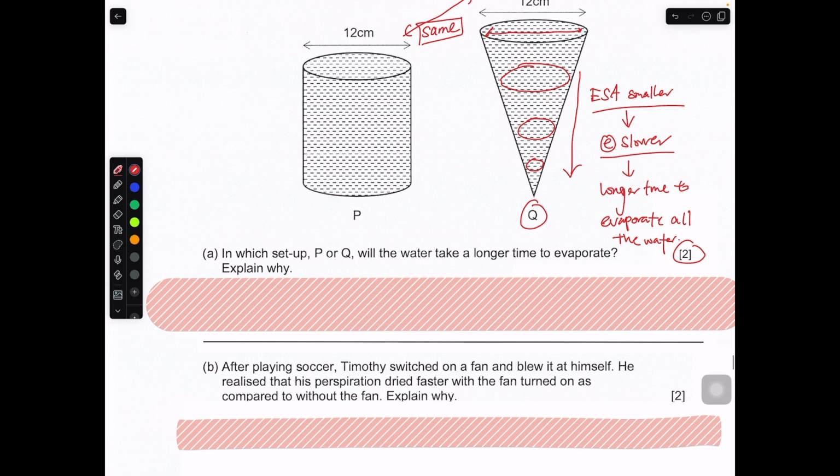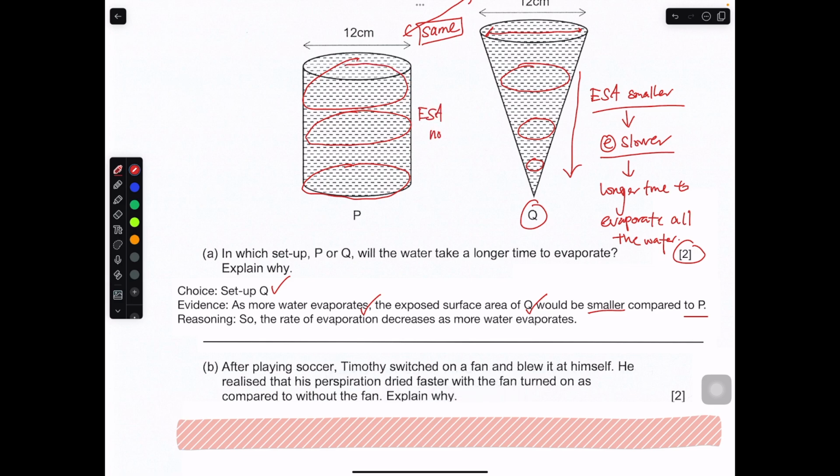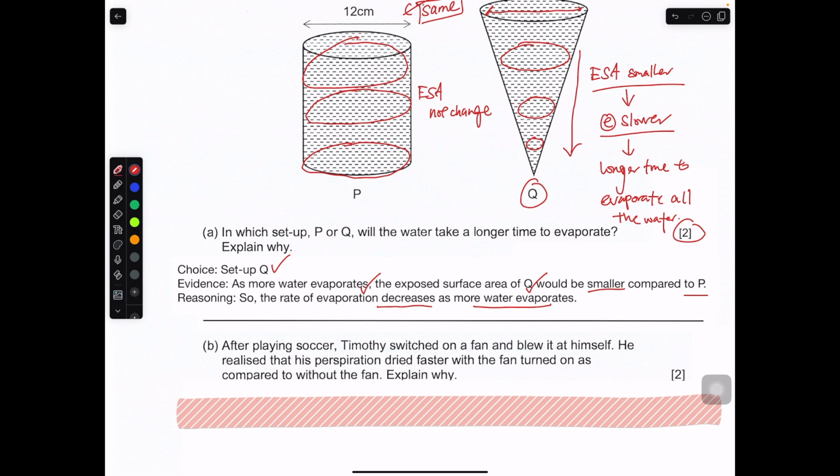So this is something that you could have explained. It's a 2 mark question, so I think you need to explain a little bit longer. You can say setup Q, that will be your choice. As more water evaporates, the exposed surface area of Q will become smaller as compared to P. P will remain the same because the circle remains more or less the same as more water evaporates. So the exposed surface area remains the same and will not change. But Q does change, and it changes smaller. So the rate of evaporation decreases as more water evaporates. So in the end it will take a longer time to evaporate all the water.